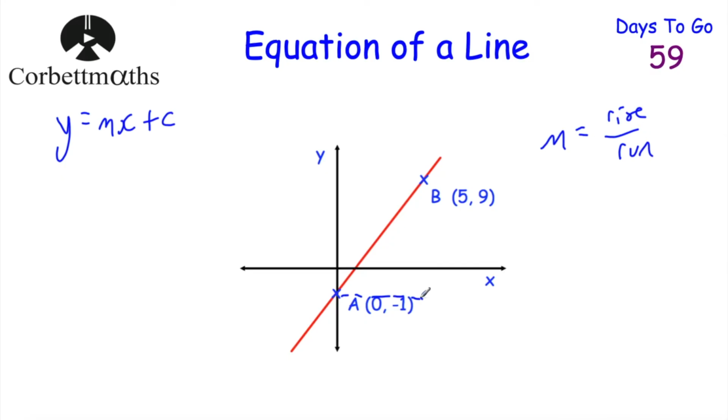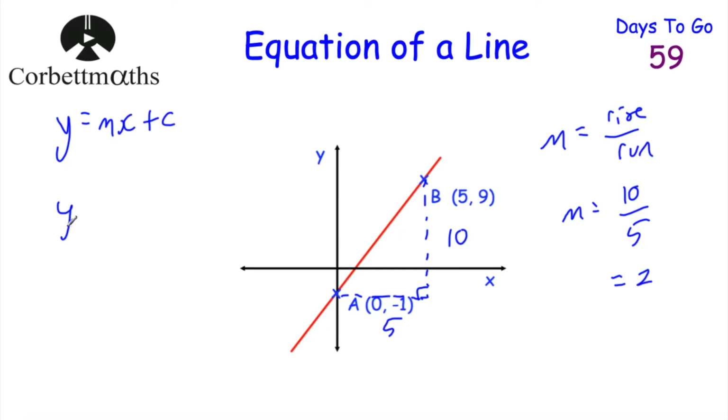So we're going to go across and we're going to go up. So in terms of the run, we're starting at 0 across. We're going to 5 across. So the run is 5. So we're going 5 along the corridor. And in terms of the rise, we're going from a height of -1 up to 9. So from -1 up to 9, we're going to be going up 10. So m, the gradient, will be the rise, which is 10, divided by its run, which is 5. And 10 divided by 5 is 2. So the gradient of this line is 2.